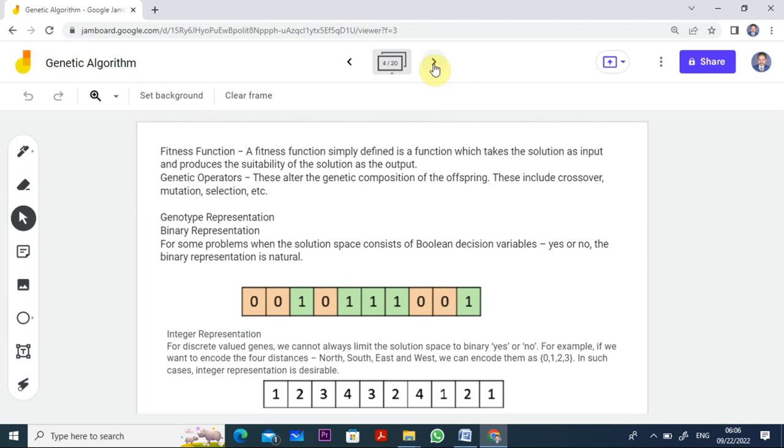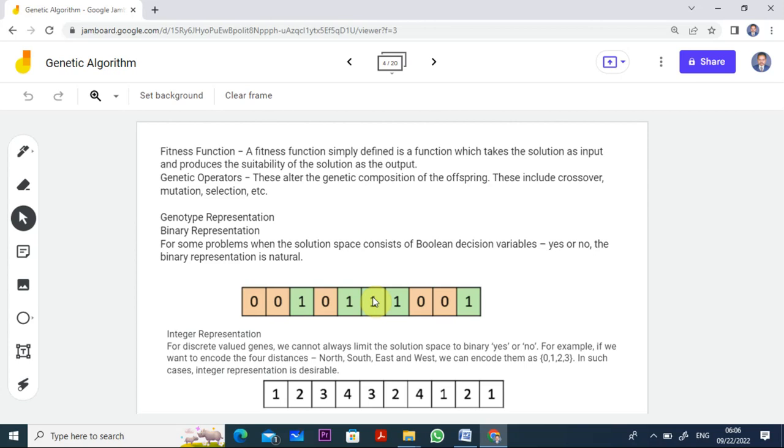Then first of all, we need to represent the chromosomes. First of all, we have to represent everything. Without representing, how can we work on these computer systems? So we have a number of representations, or they call them genotype representations. The first is the binary representation. Some problems we can represent by binary numbers, by Boolean decision variables like 0, 0, 1, 0, 1, 1. For some problems, the solution space consists of Boolean decision variables, yes or no. So yes is represented by 1 and no is represented by 0.